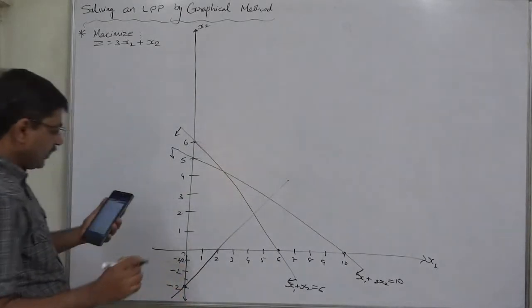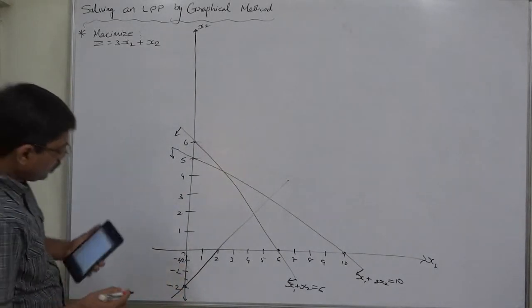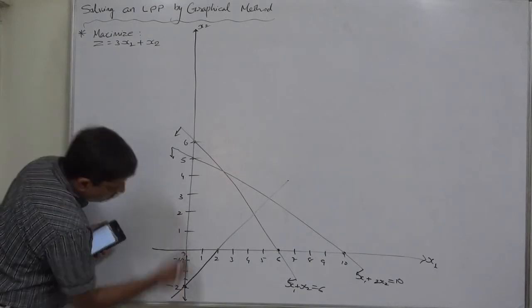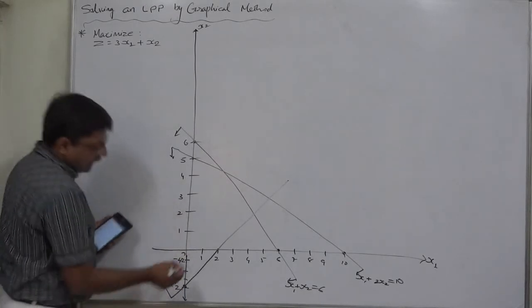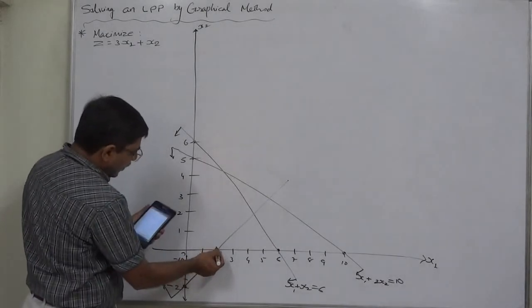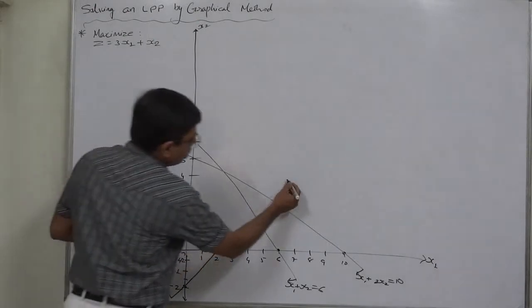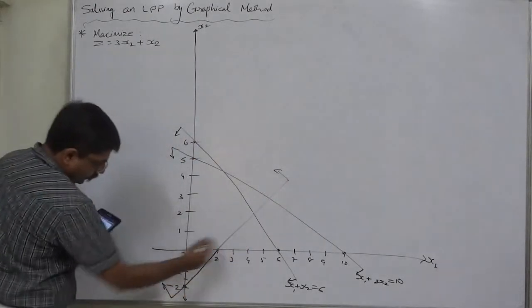Yeah, and what about inequality? x2 greater than minus 2. Greater than minus 2 values will be above the line. Yes, okay. And x1 less than 2. Less than 2 will be in the inner side. Yes, less than 2 inside.